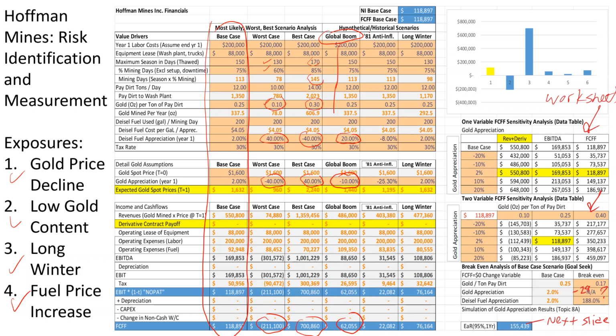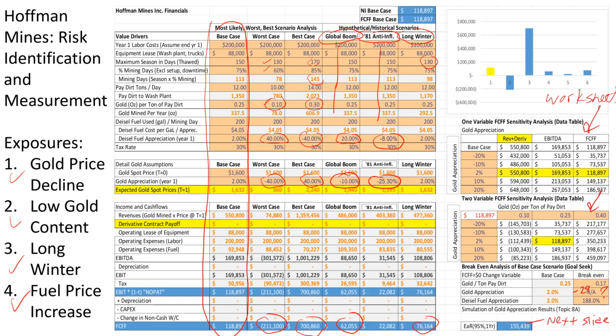And then I did a historical scenario. In 1981, the Fed, in order to tame inflation, raised interest rates. And in that environment, I didn't touch any of the environmental factors, but we had fuel prices falling 8% in that year, and gold prices falling 25% in that year as the Fed raised interest rates and people moved out of gold and into, say, bank CDs. And then I did one more hypothetical scenario, a long winter. All I did is decrease the number of days and found that free cash flows were $76,000. So I have my worst case, best case scenarios.